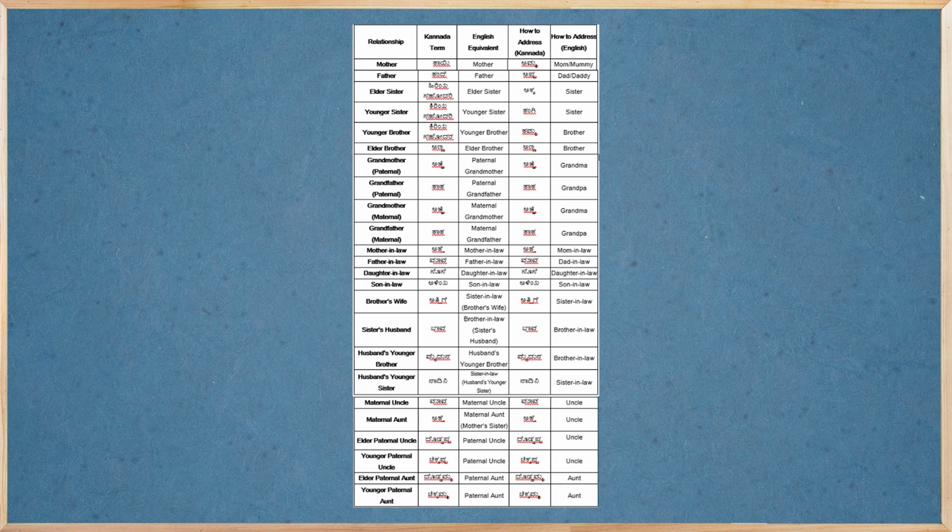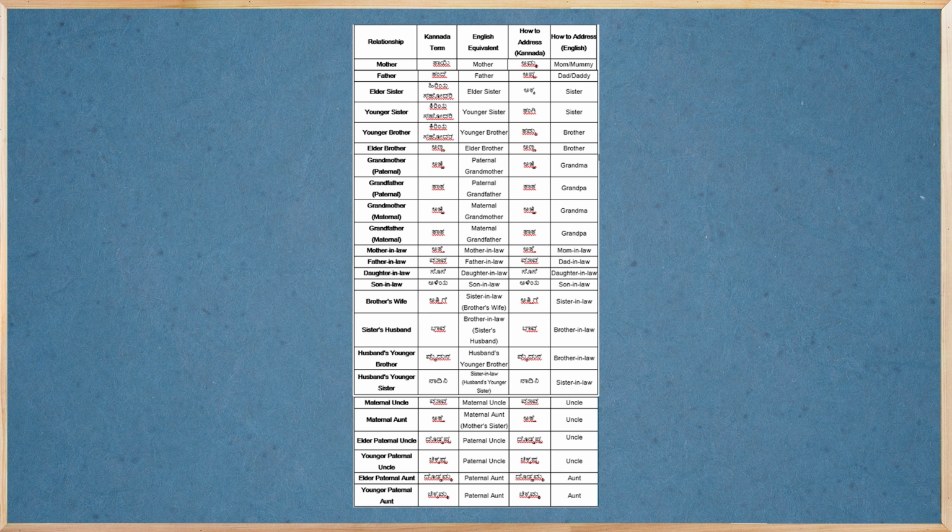Anna. Mother-in-law is called Atte in Kannada and we address her as Atte, similar to mom-in-law in English. Father-in-law is called Mava in Kannada and we address him as Mava, similar to dad-in-law in English. Son-in-law is called Aliya in Kannada and we address him as Aliya. Daughter-in-law is called Sose in Kannada and we address her as Sose.